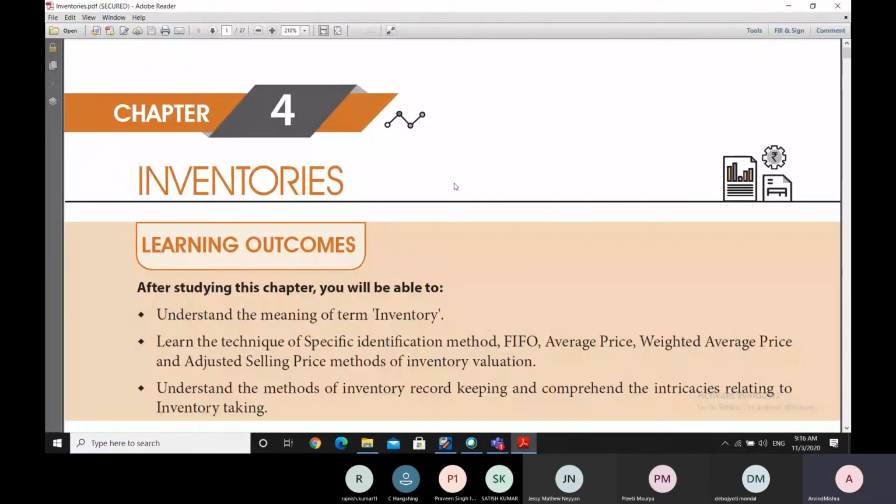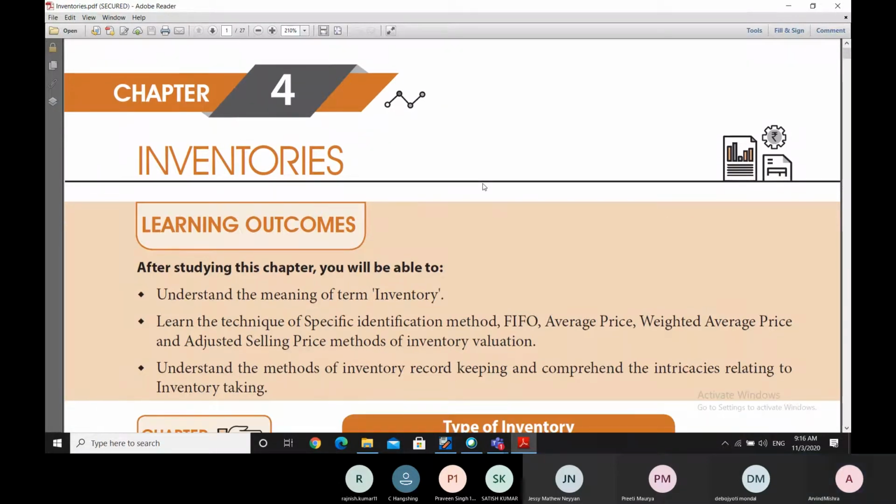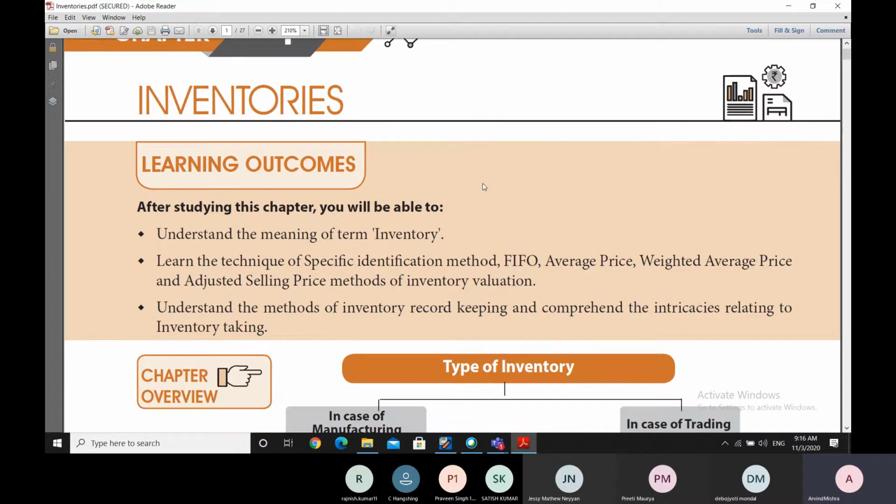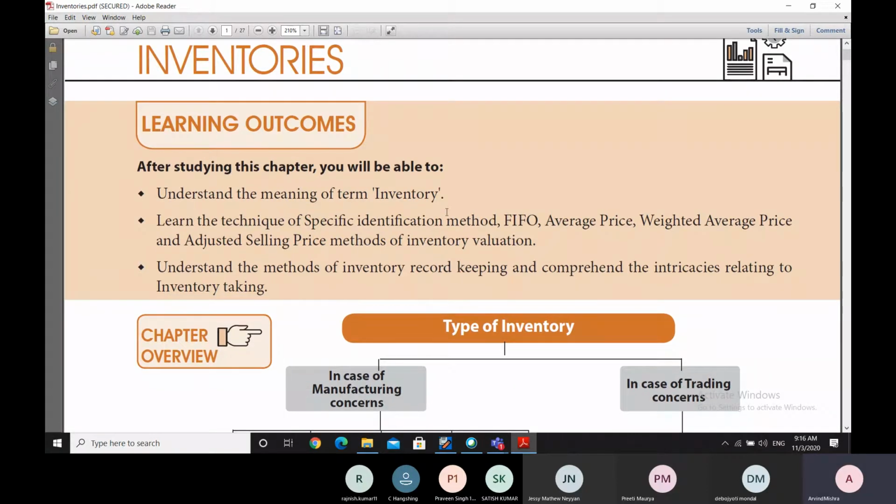A very good morning to all the participants of this webinar, and we are starting a discussion on inventories within our topic of bookkeeping and accountancy. In this discussion and the subsequent webinars on inventories, we'll be studying what is the meaning of the term inventory and what are the techniques of inventory valuation. And of course, we'll understand the methods of inventory record keeping, and we'll also understand the complexities relating to how we take the inventory and how we keep a record of the inventory.